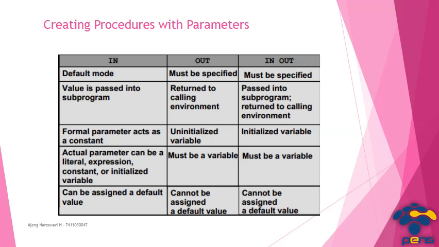And then OUT must be specified, and then it returns to the calling environment, and then it is an uninitialized variable, and then it must be a variable, and then it cannot be assigned a default value. For IN OUT, it must be specified, then it is passed into the subprogram, returned to the calling environment, and then it is an initialized variable, and then it must be a variable, and then it cannot be assigned a default value.